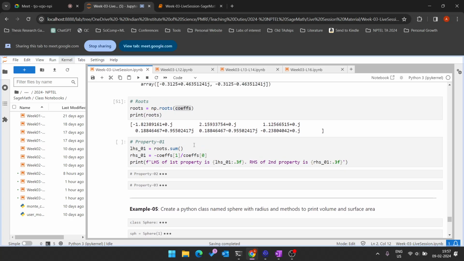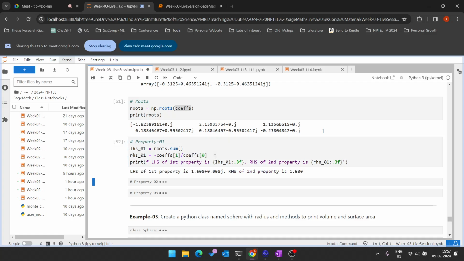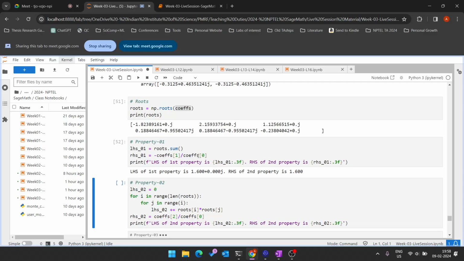So when I do this LHS and RHS, the coefficient of index 1 is nothing but a5 and the coefficient of index 0 is a6. Sum of roots, let's see what we get. Okay, for the first property, LHS is 1.6 plus 0j, which is nothing but 1.6. RHS is also 1.6, the ratio of the coefficients. So the first property is indeed satisfied.